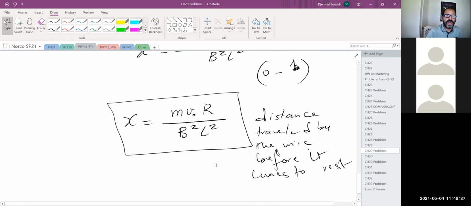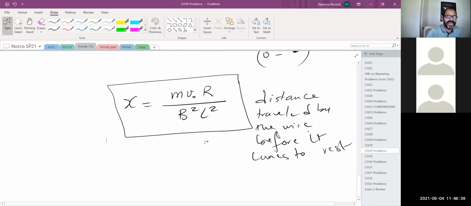This is a very useful expression because it tells us a way of finding the magnetic field. If I know the initial momentum of the rod, mv naught, and if I know the resistance of the rod, which I can find using an ammeter, and if I know its length, a ruler will give me that, and if I can measure how far it traveled before it came to a stop, I can measure the magnetic field. So this is a clever way of finding the magnetic field.